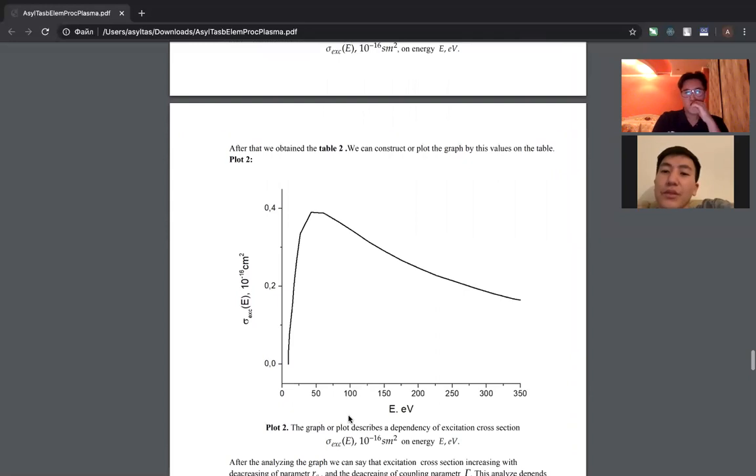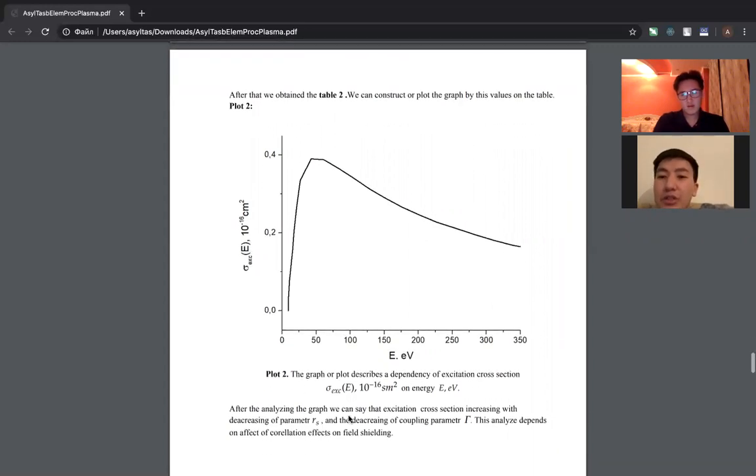So this graph describes the dependency of excitation cross-section on energy, and as we can see, with the growth of energy, firstly the cross-section also grows, and after reaching some point it goes down.